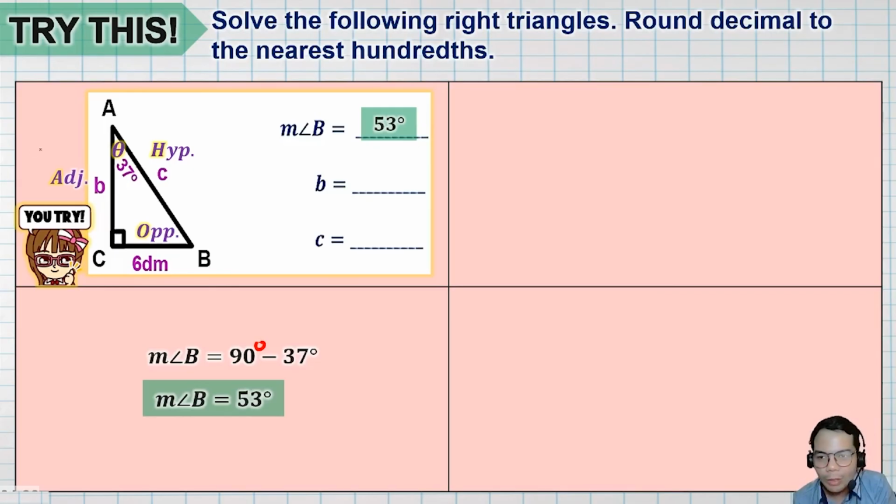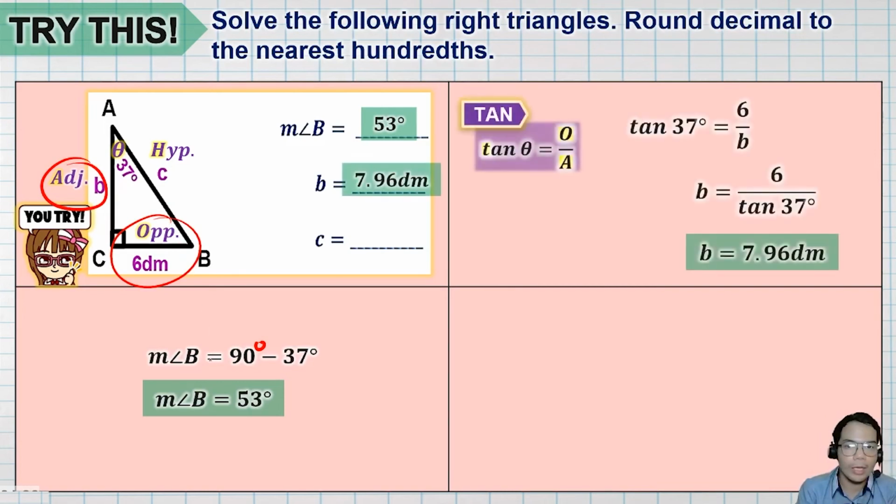Since B is the one that we're looking for, that's going to be our adjacent side, and we're given the opposite side, which is 6 decimeters. So, gagamit tayo ng TOA dyan, tan. Tangent of angle is equal to opposite over adjacent. So, ang opposite natin ay 6, and then ang adjacent natin ay B. So, tangent 37 degrees, kasi yun yung given natin na angle, is equal to 6 over B. Therefore, pwede nating iswap yung position ni B at saka ni tangent 37. So, that's going to be 6 over tangent 37, which is equal to 7.96 decimeters.